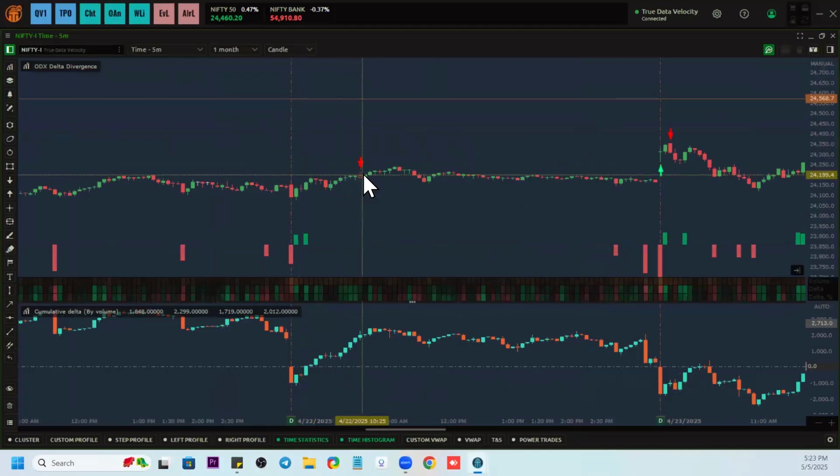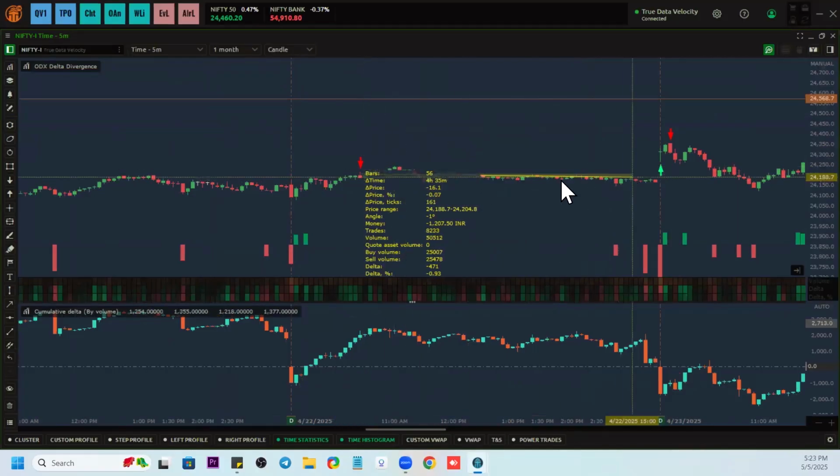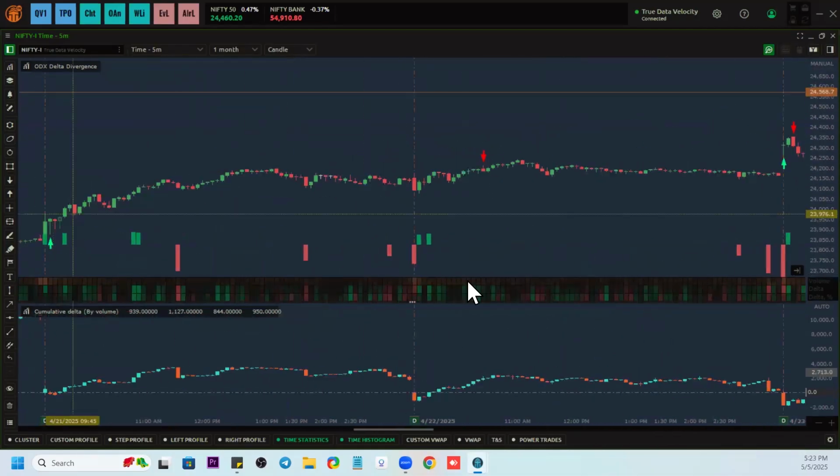Okay, I hope this was clear. And again, this is also a profitable trade if you are a seller. Okay, if you are a seller, this is also a profitable trade. Remember that. Okay, so I hope this was clear.